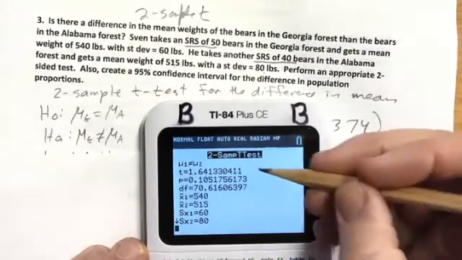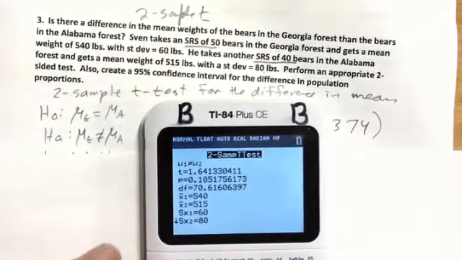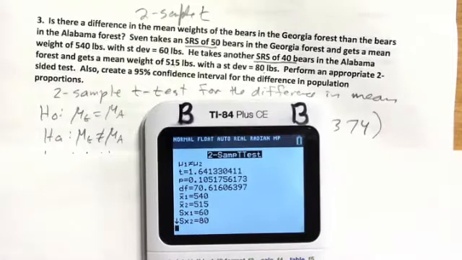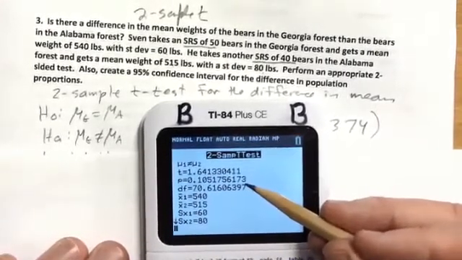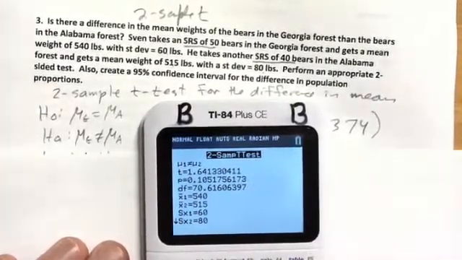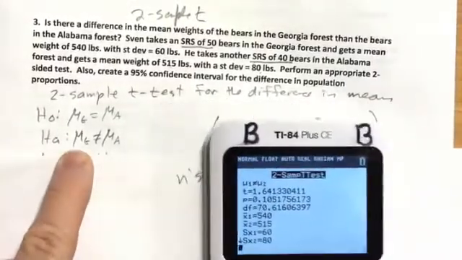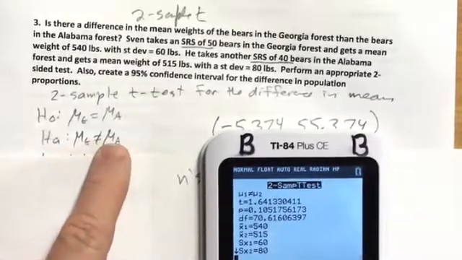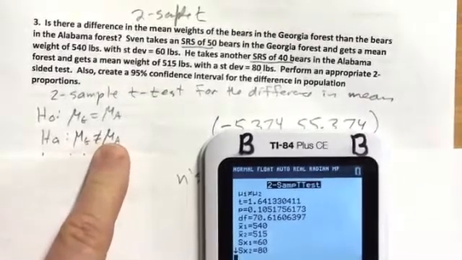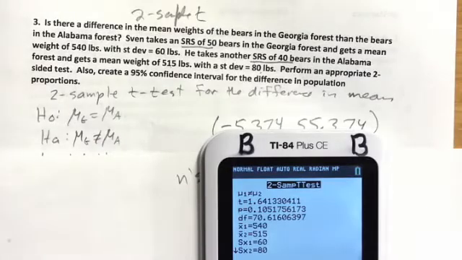And so there is our test statistic, p-value, and degrees of freedom. Remember, in the two sample deal, your degrees of freedom has a complicated formula that you can just get off your calculator, or if you don't have a calculator, just use the smaller sample size minus 1. And so you would say your conclusion: this p-value is greater than 0.05, so I fail to reject the null. I do not have convincing evidence that the mean weight of the bears in the Georgia forest is not equal to the mean weight of the bears in the Alabama forest. That's how you do a two sample t-test, okay?